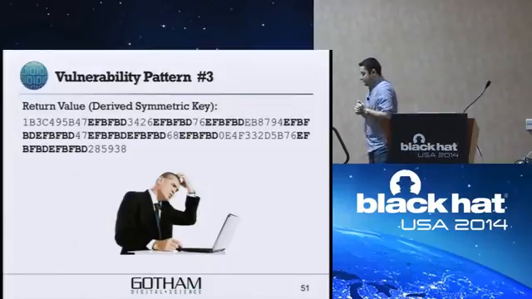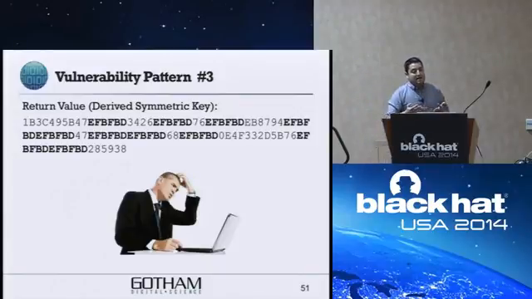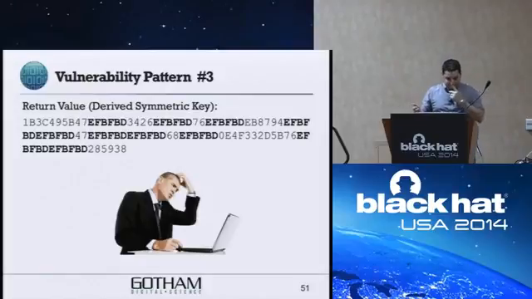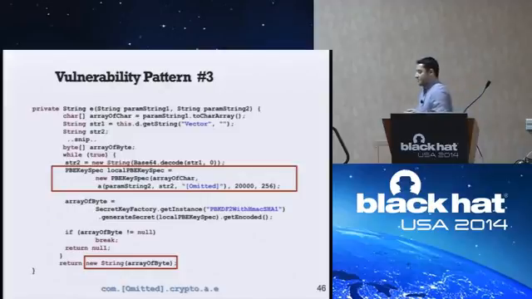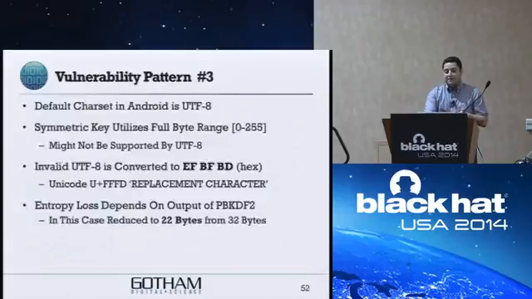What's interesting is, what the hell are these EFBFBDs that are all up in my master key now? The problem is that if we go back and look at the return value, it took the derived key, which is going to contain the full byte range that's possible, and then it's set to a string value, right?